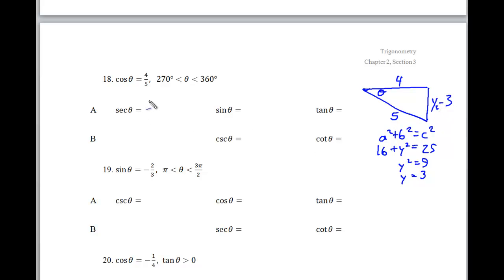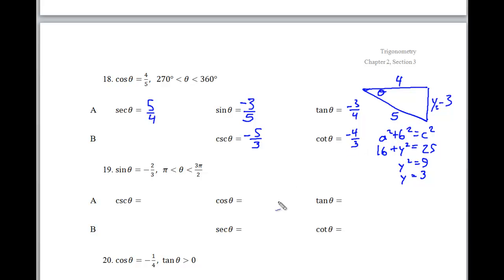So we can get our secant by doing the reciprocal here, and we can do our sine from theta by doing the opposite over hypotenuse, and it's negative. Make sure that the cosecant is the reciprocal of that. Tangent is going to be opposite over adjacent, so negative 3 over 4, and then flip this on its head, negative 4 over 3.